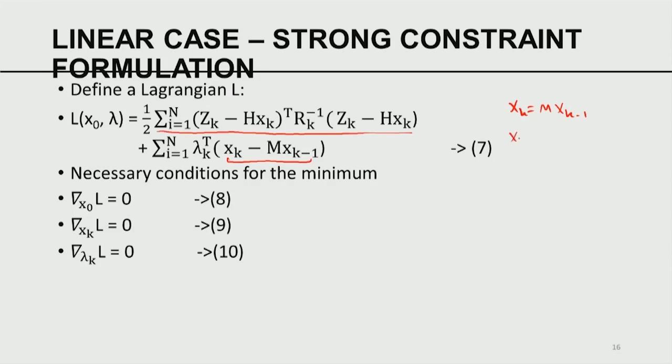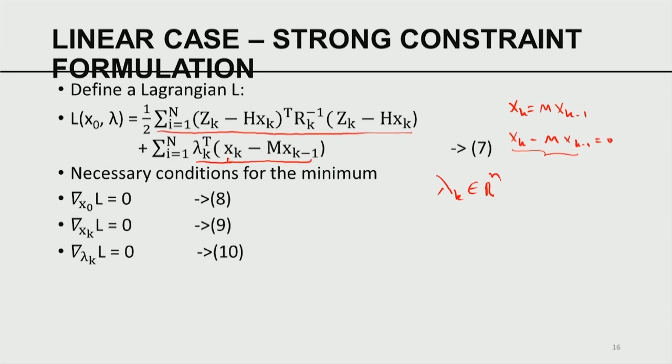I am going to rewrite this as x_k minus M of x_{k-1} is equal to 0, that is a constraint. Now please remember, x_k is a vector, M is a matrix, x_{k-1} is a vector. So the whole thing is a vector. This vector belongs to R^n. So I am going to take the inner product of this vector with lambda_k. Lambda_k transpose times x_k minus M of x_{k-1}. That is the Lagrangian multiplier term. There is one such term for each k, summation from 1 to N. So lambdas are called the undetermined Lagrangian multipliers. Lambda_k, they are all vectors in R^n.